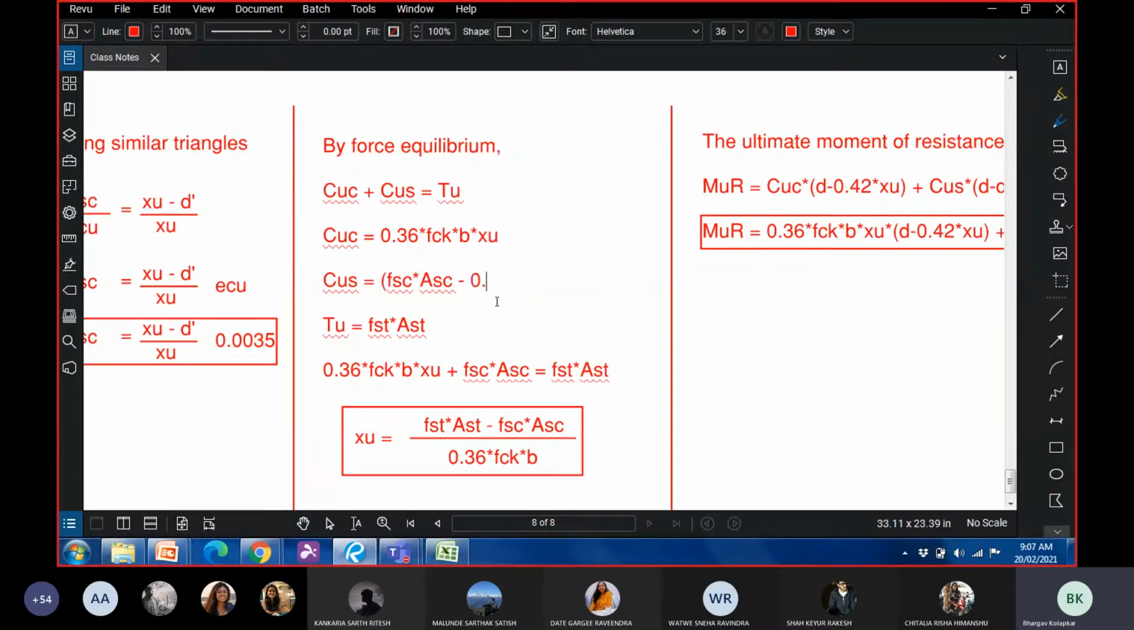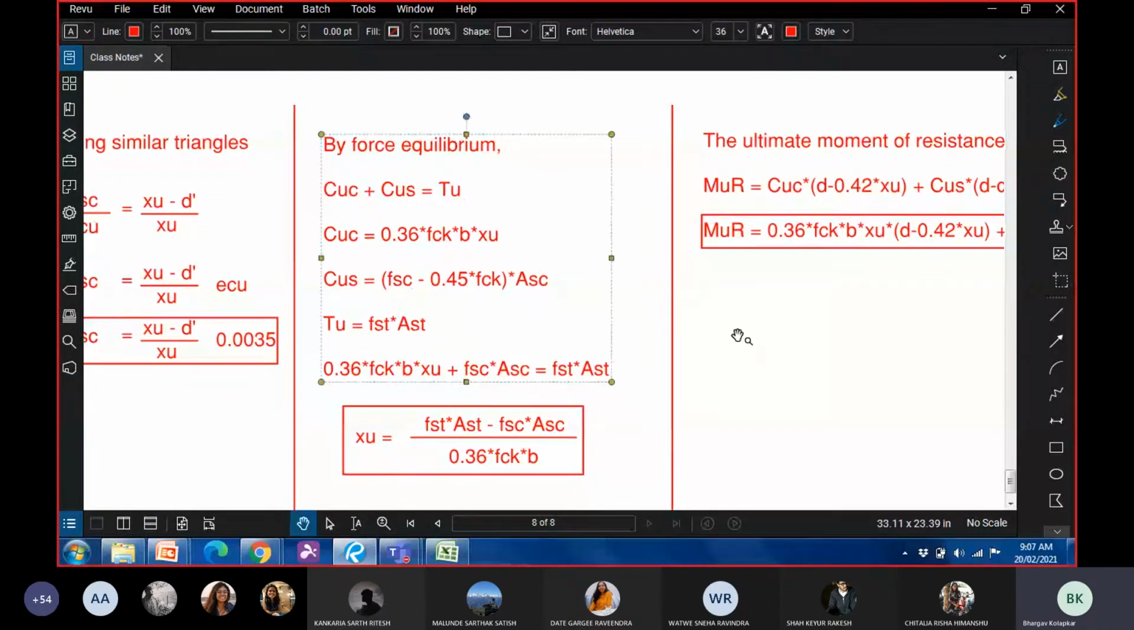Yeah, so we had added a term, 0.45 FCK here, and then multiplied this entire thing by ASC. Today, I just want to explain the reason why we did it.